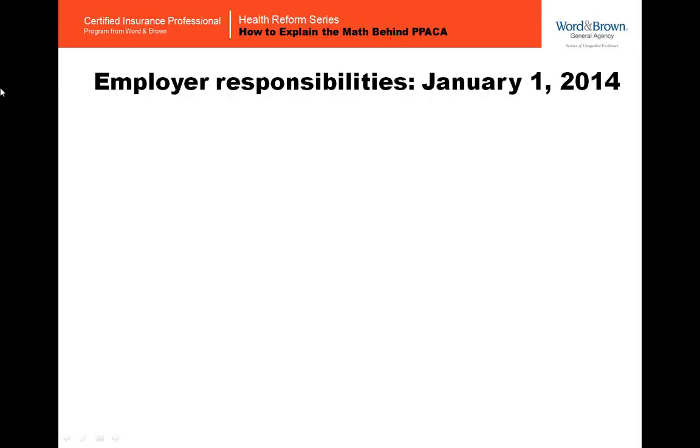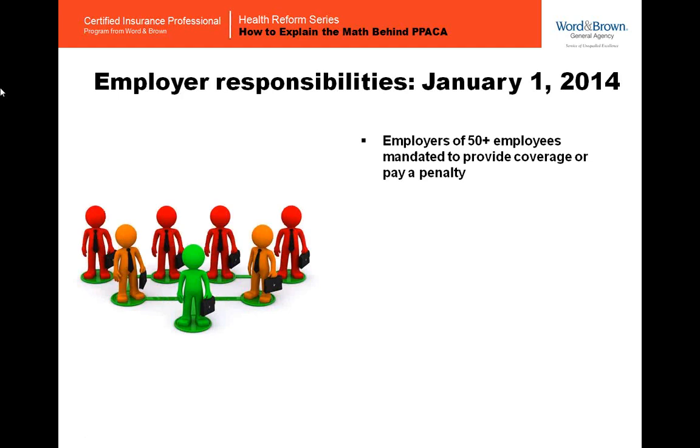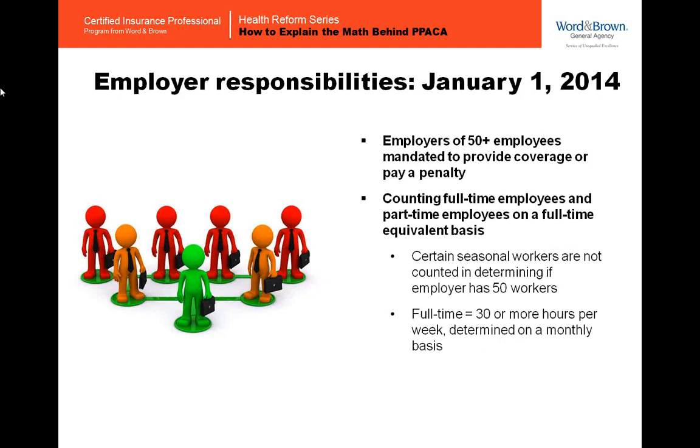Starting January 1st, 2014, the employer's responsibility is to pay or play. That is to either go ahead and play in the system and buy and offer health insurance coverage to employees, or to pay a penalty of some sort to the government. However, the penalty is not uniform, and it's only for certain size companies. We have generally said that it's for companies of 50 employees or more, but that's not quite accurate, because like what so happens so often in so many government programs, how they count things and how the rest of the world counts things doesn't always seem to be the same.